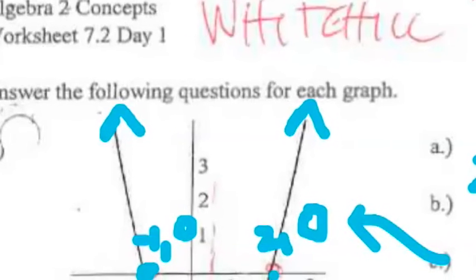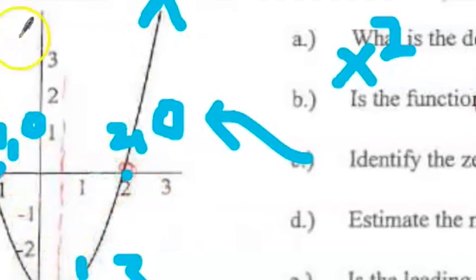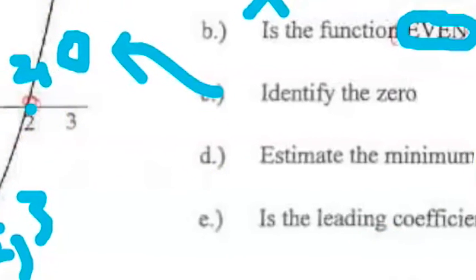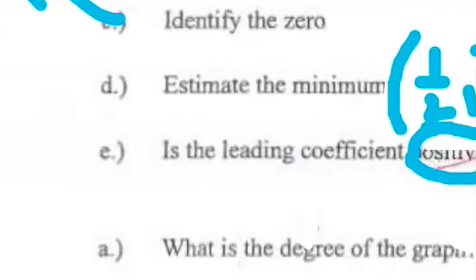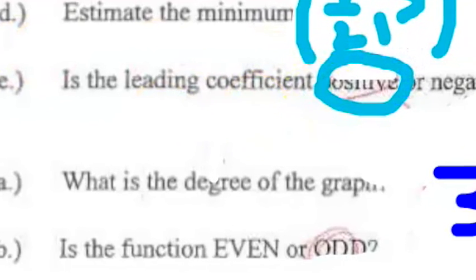And then the question, is the lead coefficient positive or negative? Since this graph is pointing up, our lead coefficient is positive. If it was pointing down, the lead coefficient would be negative.